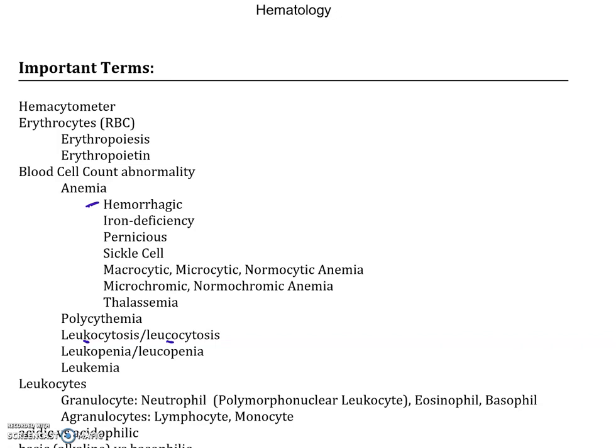Leukopenia is the opposite, and again you can spell that with a K or with a C. In leukopenia you don't have enough white blood cells, so very low white blood cell count.